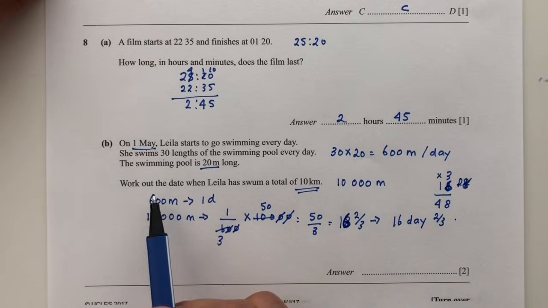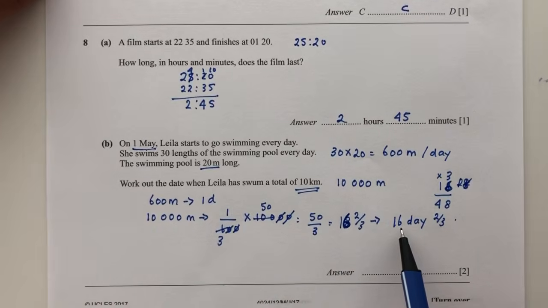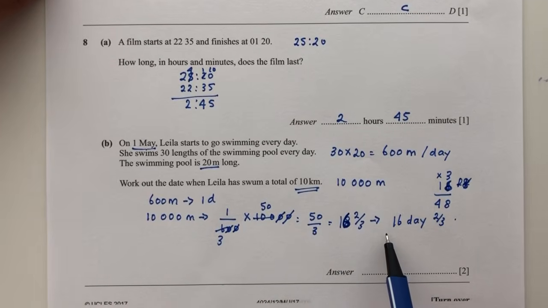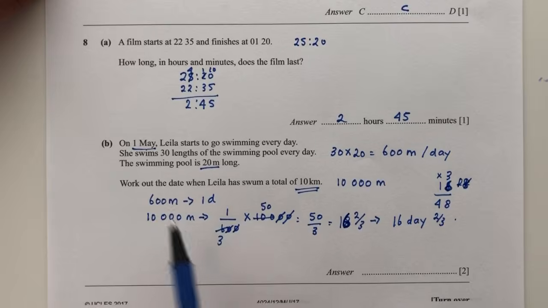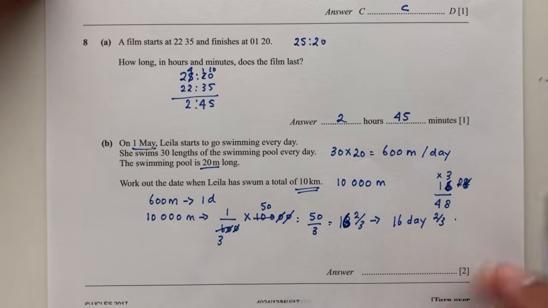So by what date she will have swum 10 kg? So 1 plus 16, that will be on the 17th day. So counting the first day, you have to go up to the 17th day for it to swim. 17th of May. Right.